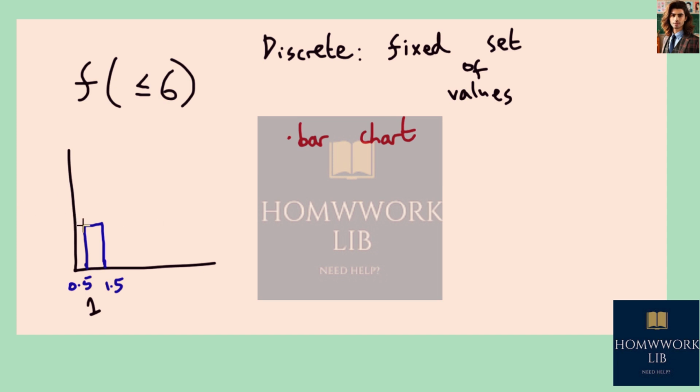So the height of this bar, which is 7, is the frequency. So 7 times they had one item over 10. Now we're going to do that for everything up to 6, inclusive.